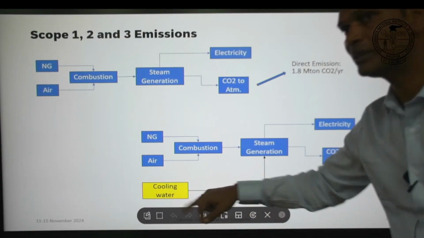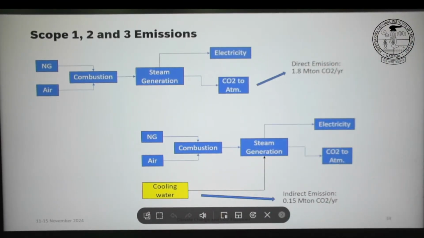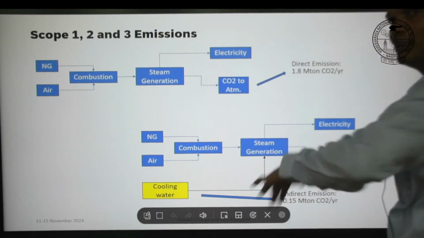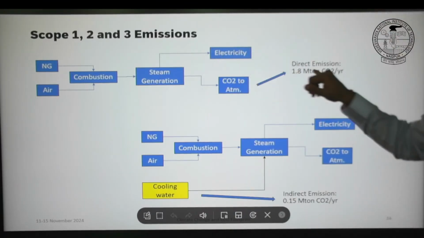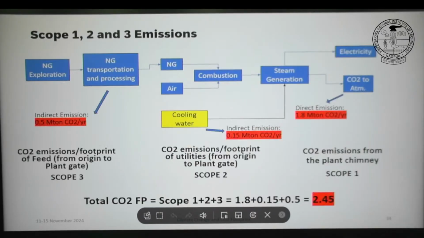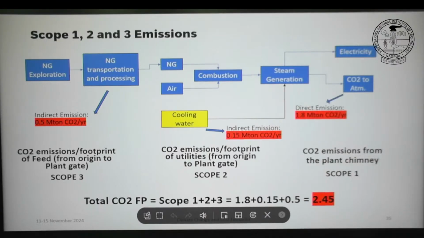So there is CO2 emission coming from the cooling tower, for example, and you need power to run your fans. So a lot of electricity goes in, and this electricity is also generated somewhere in a coal-based power plant, and there you are also releasing CO2. So you are not releasing CO2 only within your plant, this 1.8, but somewhere else also. So scope 1 is the CO2 we are releasing in our plant, and scope 2 would be all the CO2 related to the utility, indirect emission, used within the plant.